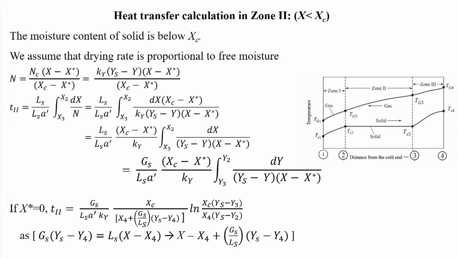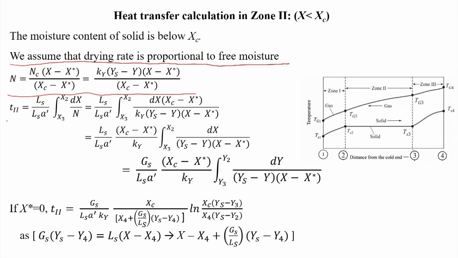Here also we assume that the drying rate is proportional to free moisture. If it is not proportional, and is proportional to the square of the moisture content, then the expression will be to some extent different. Otherwise, we have already derived this: N is equal to Nc into (X minus X star) by (Xc minus X star), that is, after manipulation, we get Ky into (Ys minus Y) into (X minus X star) by (Xc minus X star).